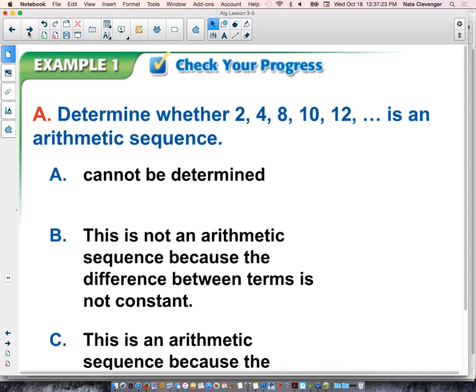Determine whether this is a sequence or not, please. Hold up 1, 2, or 3. Faith, which one is it?